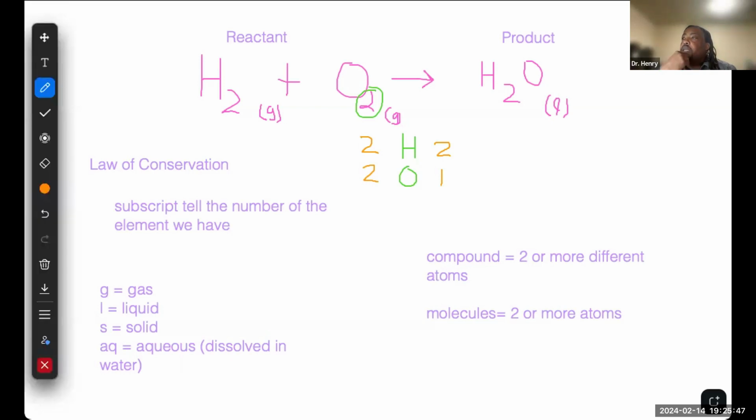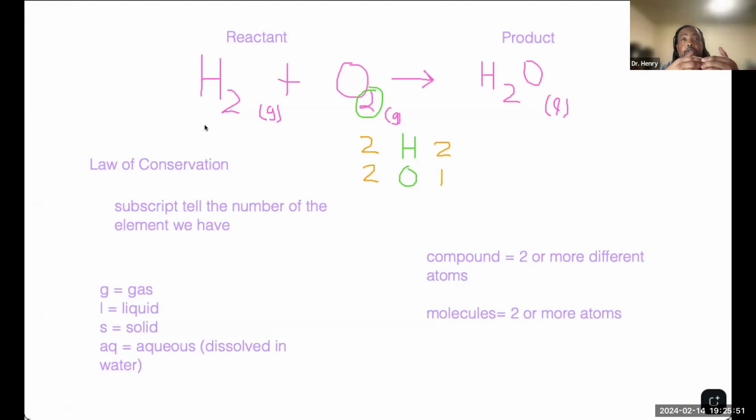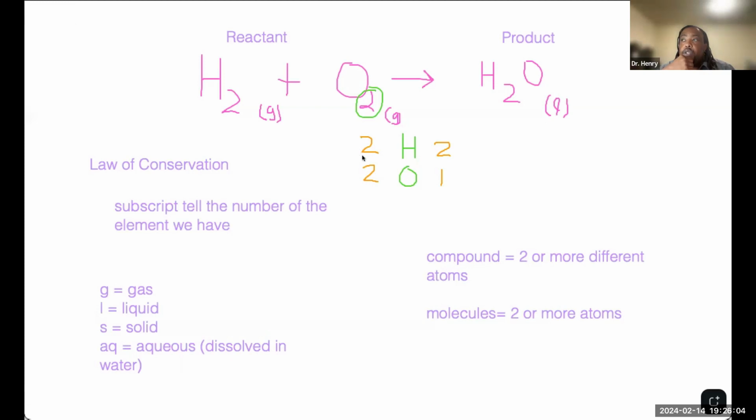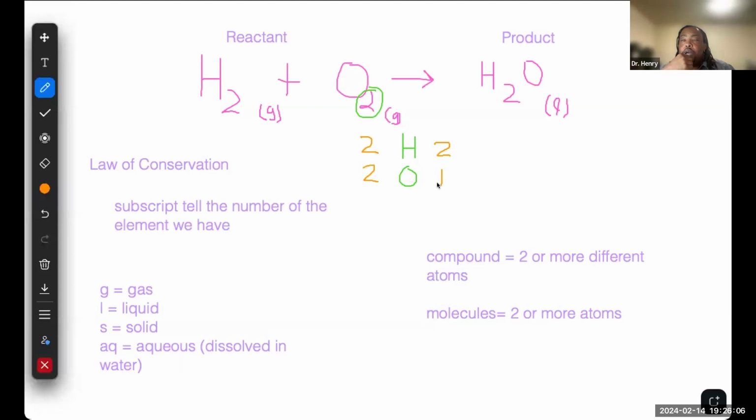No, that's right. Okay. So the way that we're going to get them to be equal to each other is by introducing the coefficient. On our reactant side, we had two hydrogens. On our product side, we had two hydrogens. On our reactant side, we had two oxygens. On our product side, we had one oxygen.